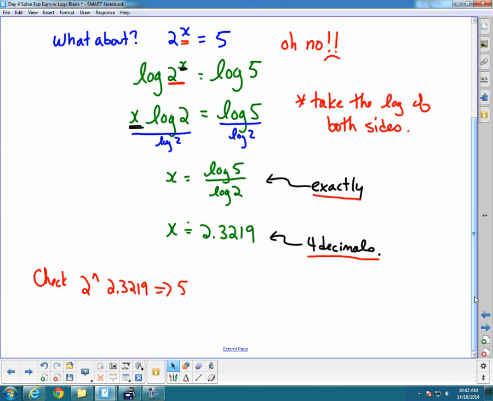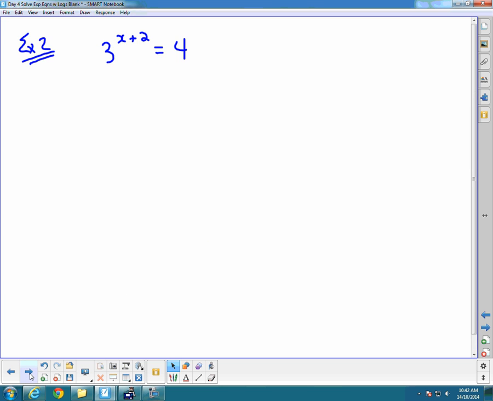All right, so let's see it happen again in the second one. So here we are again. If we take a quick look at this, 3 to the x plus 2 equals 4. Common log will be very challenging. We don't have a common log. So we're going to have to use logarithms to solve this exponential equation. All right, so step 1, take the log of both sides.